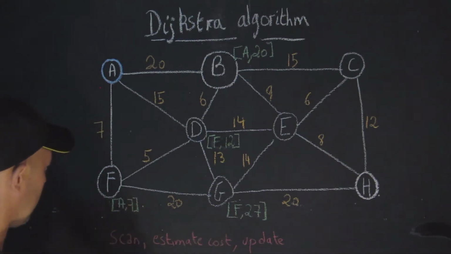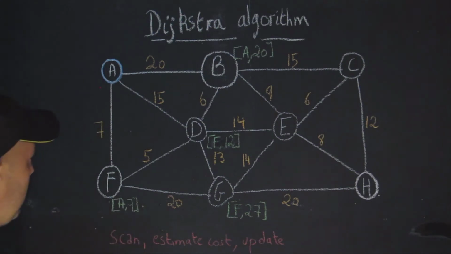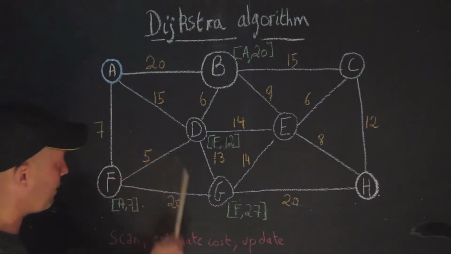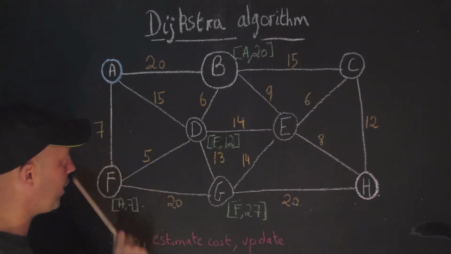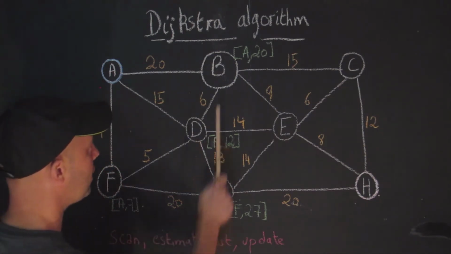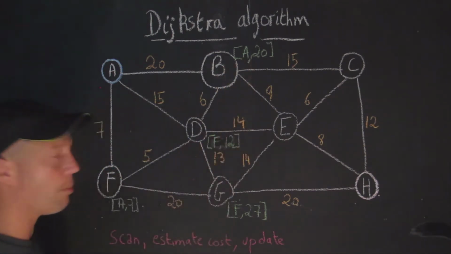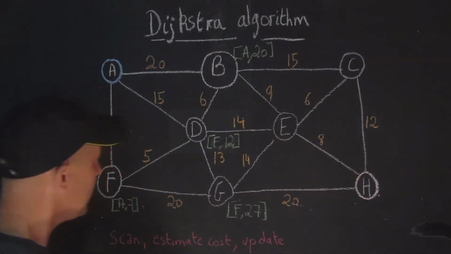So what we have seen here is what is the most promising. We have done this one, F here, no need to do more, because we have scanned everything from F, so F is done. D has a 12 and B has a 20. So the most promising node at this stage is going to be D.